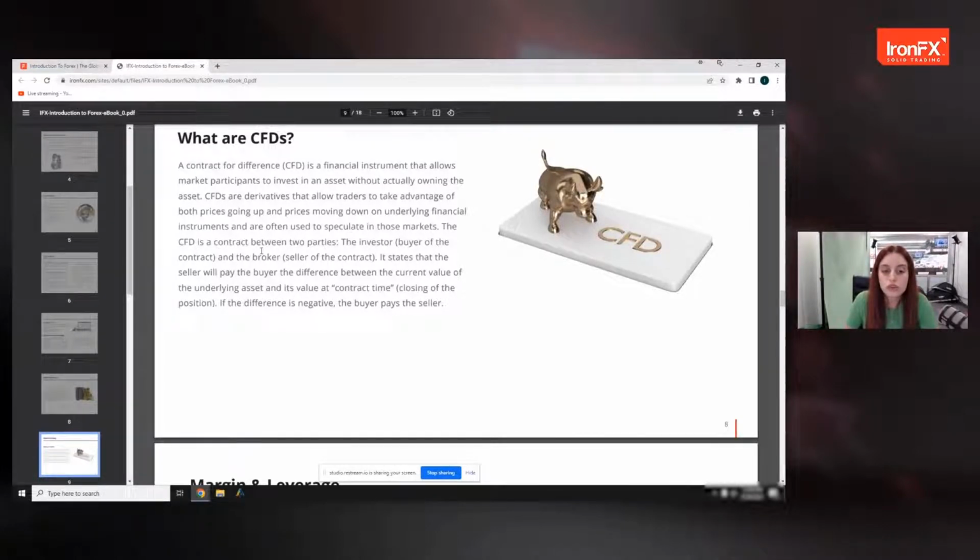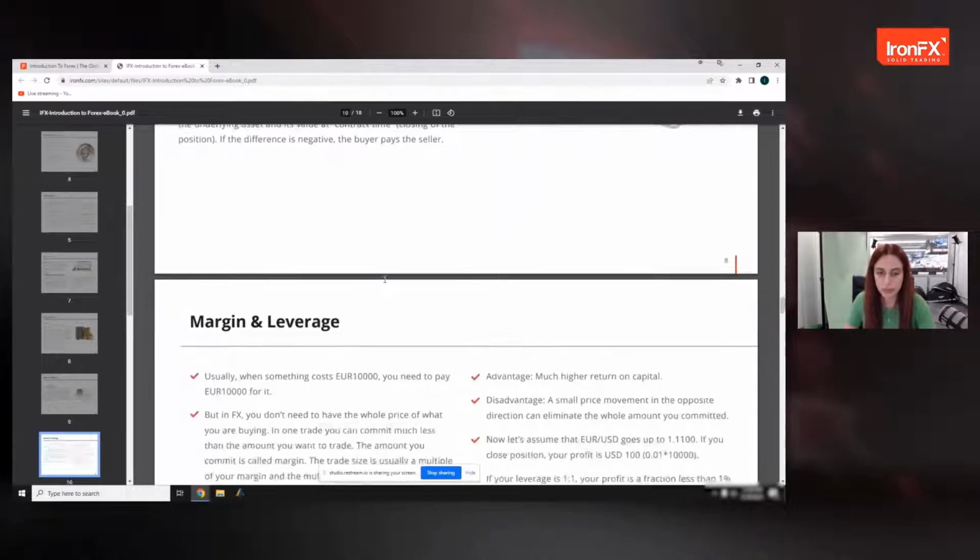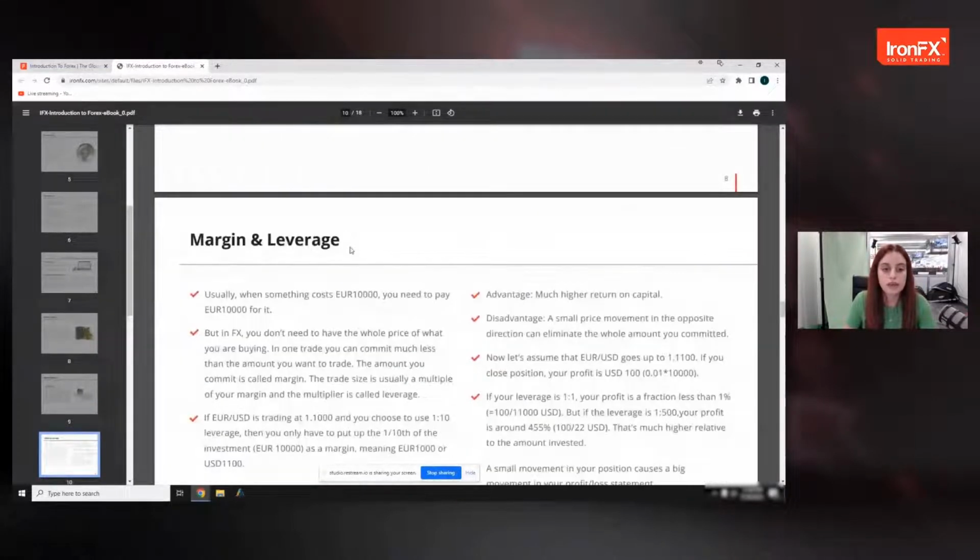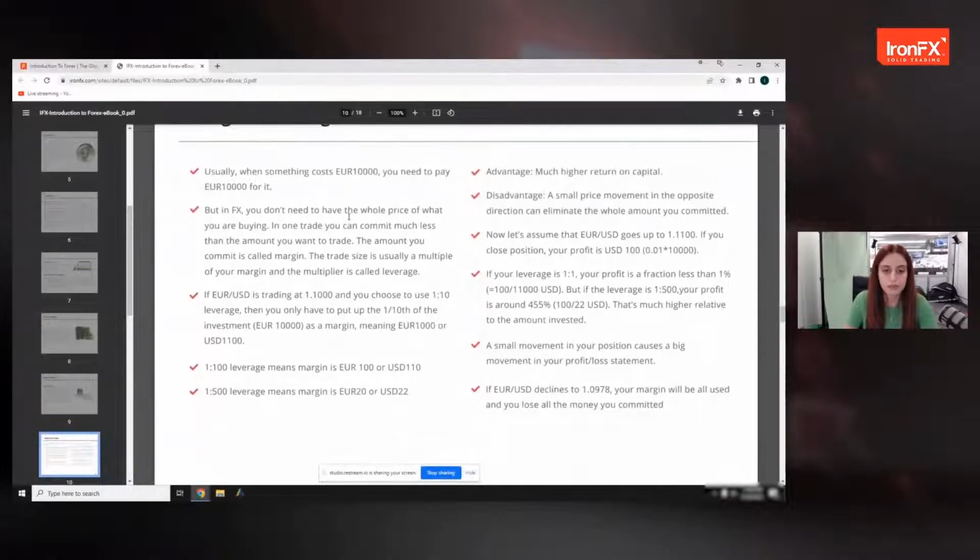The CFD is a contract between two parties, the investor, which is you, buyer of the contract, and the broker, which in this case is IronFX, seller of the contract. It states that the seller will pay the buyer the difference between the current value of the underlying asset and its value at contract time, which means closing of the position. If the difference is negative, the buyer pays the seller. It's extremely simple. And here you have margin and leverage.